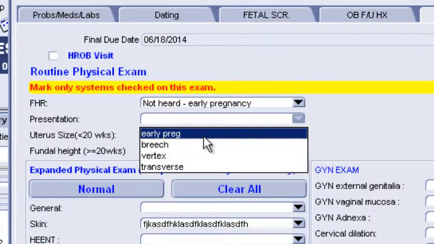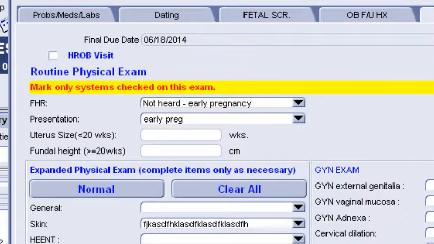For presentation, you might also again say early pregnancy. There you can see there's options for breech or vertex or transverse for later in the pregnancy.